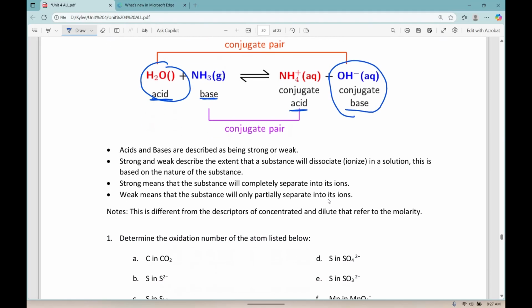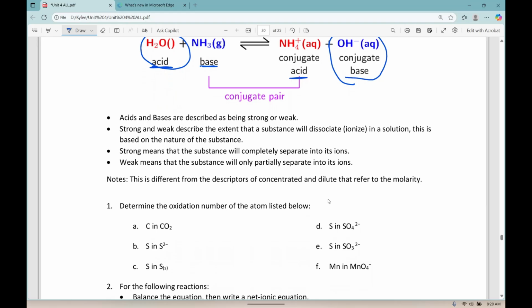Now, it is important to know that acids and bases can be described as strong or weak. We'll discuss those in 4.9, I believe. Strong and weak is kind of a misnomer because weak does not mean ineffective. When we use the terms strong and weak, we describe the extent to which a substance will dissociate in a solution. Strong means that it will completely separate, but a weak acid only partially separates.